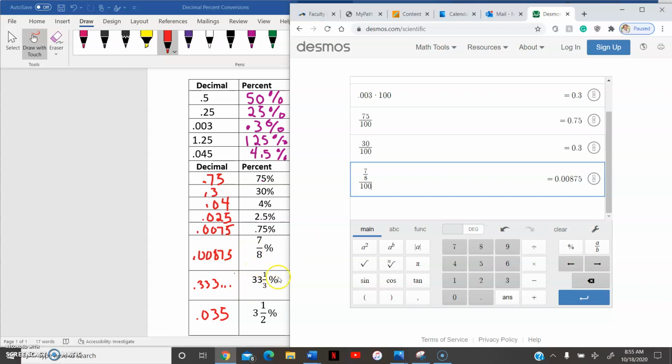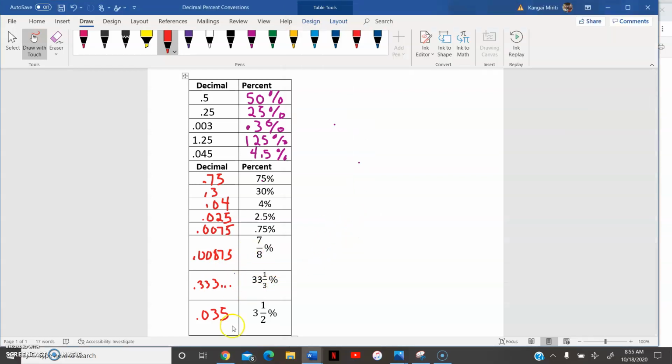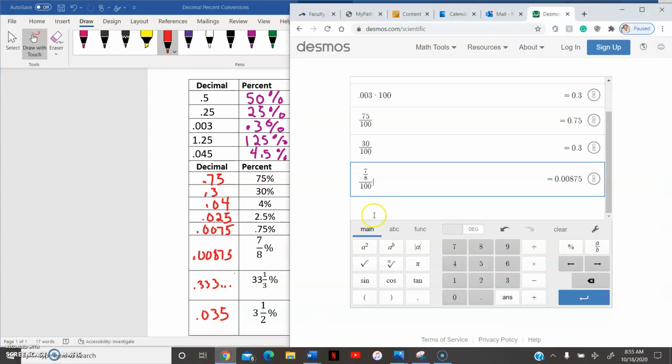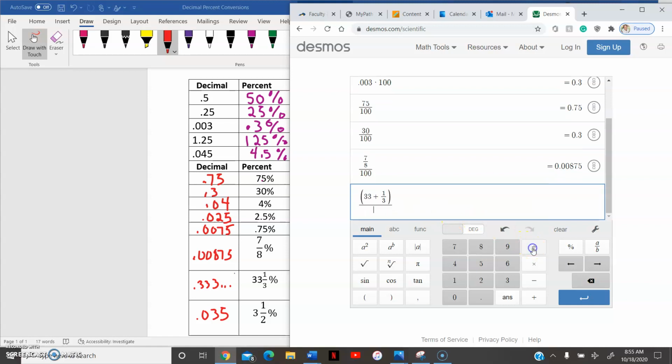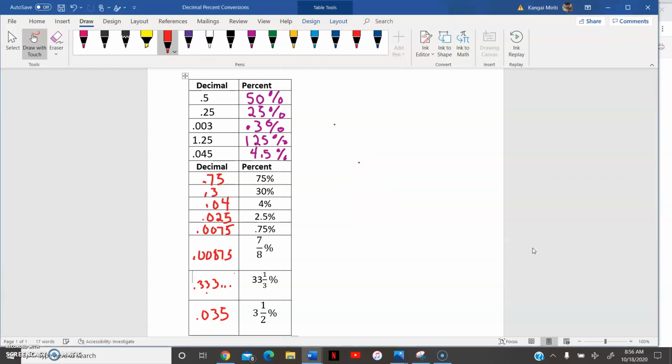Let's look at this next one, this 33⅓%, and how I had to enter it in this particular calculator. So this is interesting. This calculator does not take mixed numbers well, so you have to put them in like this. So 33⅓, I can put in as 33 plus 1/3. And notice I've put it in parentheses, so that's 33 plus 1/3, and I want to divide it by 100. And notice how Desmos does that dividing. And there's that 0.33333333, which is what I have right there.